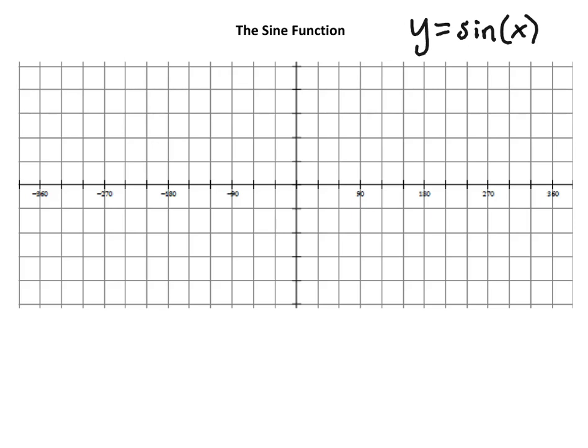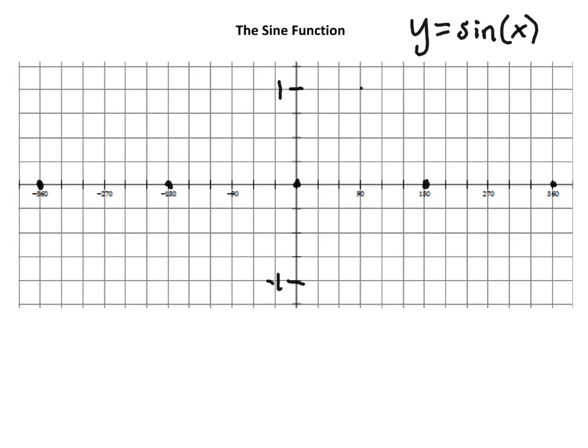So hopefully you've done that. I would recommend on your graph putting 1 up here and negative 1 down here, because those are the highest values and lowest values you'll reach. So it doesn't really make sense to put a 1 here. All right. You would have gotten 0 at these points, so when x equals negative 360, negative 180, 0, positive 180, and 360.